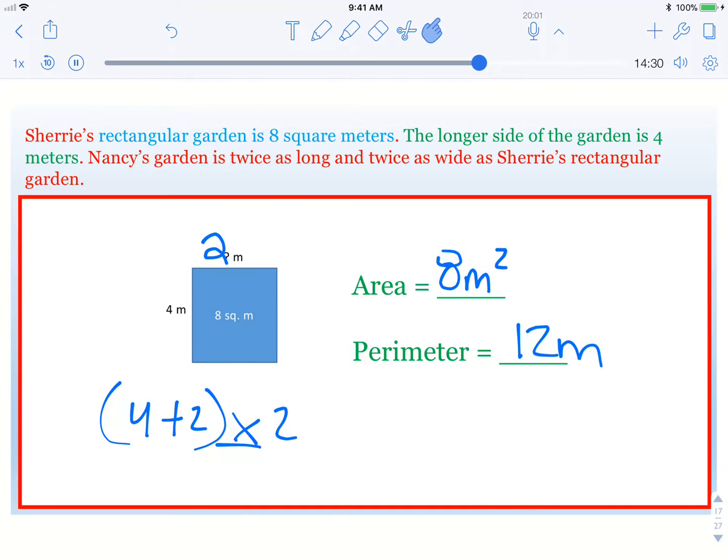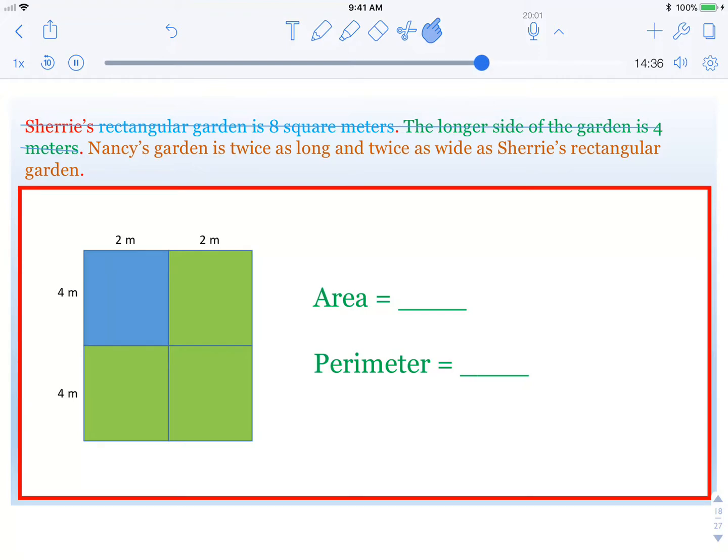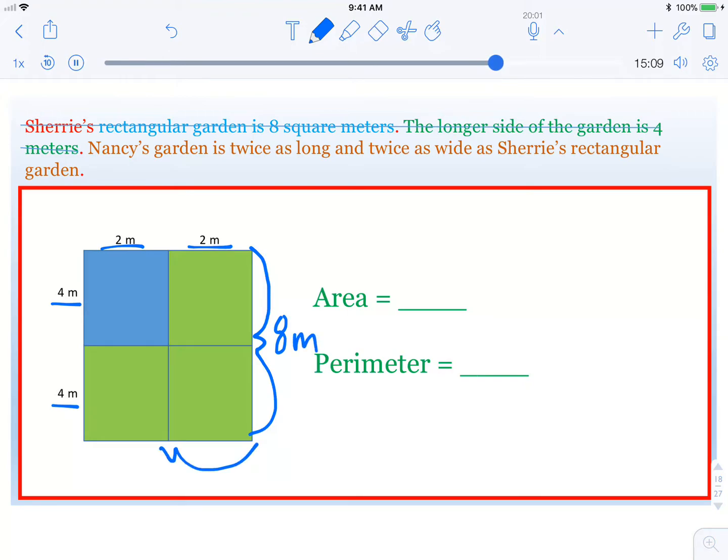Now, Nancy's garden is twice as long and twice as wide. So not only do we have 4 meters now on the width, it's twice as wide. So we have 4 and 4. And twice as long as 2 and 2. So if you notice now, the length is doubled and the width is doubled. So let's figure out what that one side would be. The width would be 8, and the length would be 4. And don't forget to put your labels so that you know what you're dealing with. We're dealing with meters.